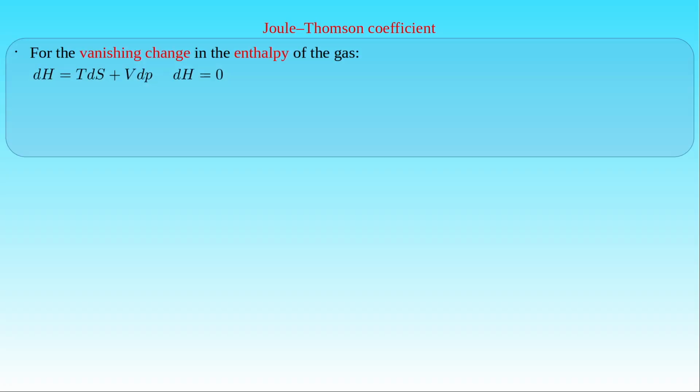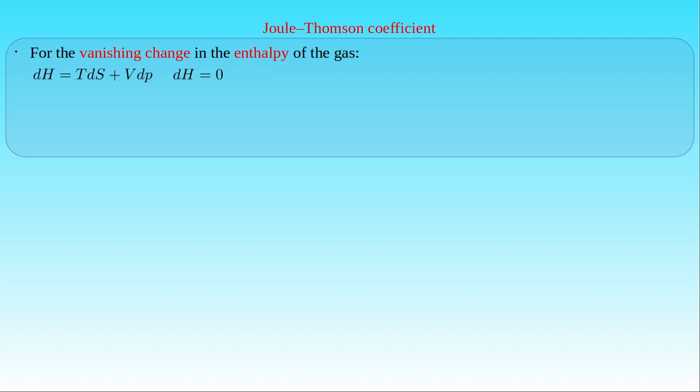In order to examine the opposite cases, or the inversion in the cooling or heating of a real gas during its isenthalpic expansion, we will introduce the Joule-Thomson coefficient of the gas. When determining the differentials of thermodynamic potentials, we wrote the differential of the enthalpy H as the sum of the temperature T times the differential of the entropy S and the volume V times the differential of the pressure P, which vanishes in the isenthalpic process of the Joule-Thomson experiment.